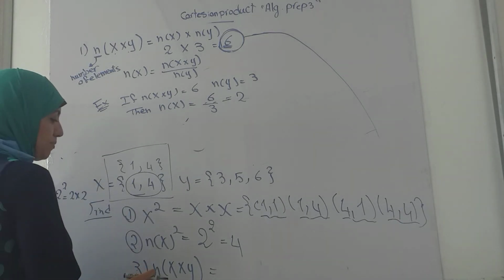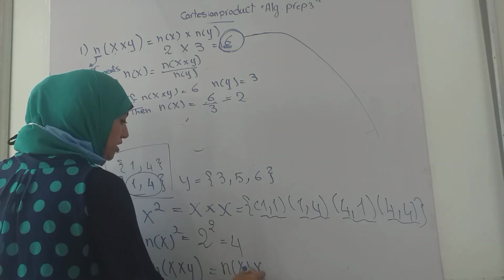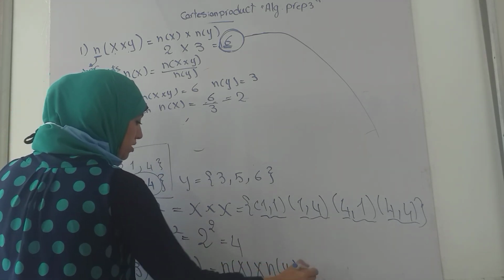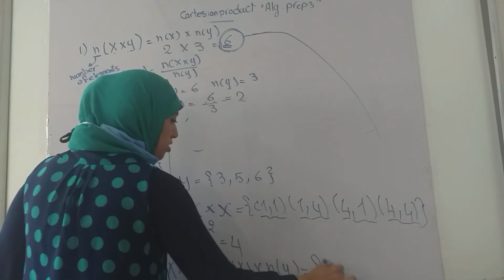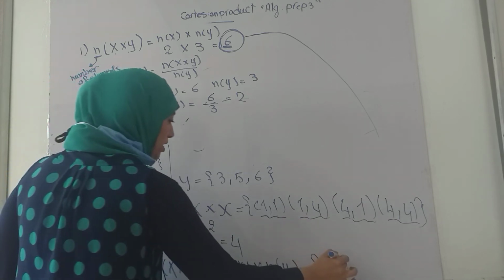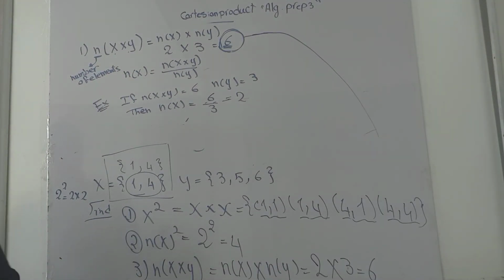Then I have n of x by y. It means n of x times n of y, which equals the number of elements in x, which is 2, by the number of elements in y, which is 3. 2 by 3 equals 6. With this example we end this lesson, but we can continue it in the other session. So I will continue this lesson in the other session.